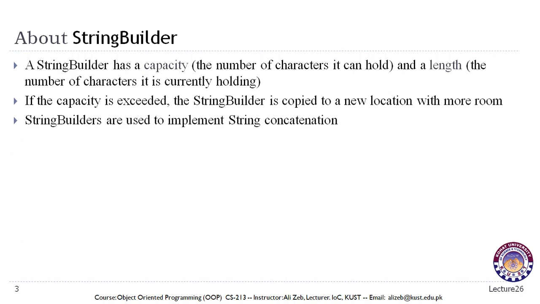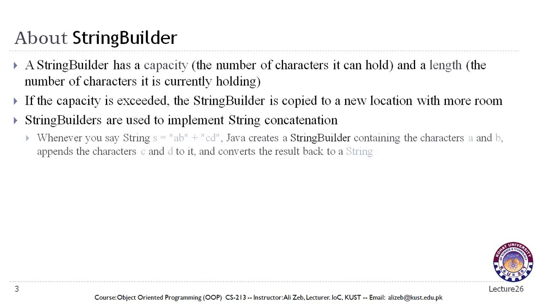String builders are used to implement string concatenation, that is one use of string builders. For example, whenever you say string s is equal to a string ab plus a string cd, Java creates a string builder containing the characters a and b, appends the characters c and d to it, and converts the result back to a string. Although this may not be very efficient, it is fine if you do not overdo it.